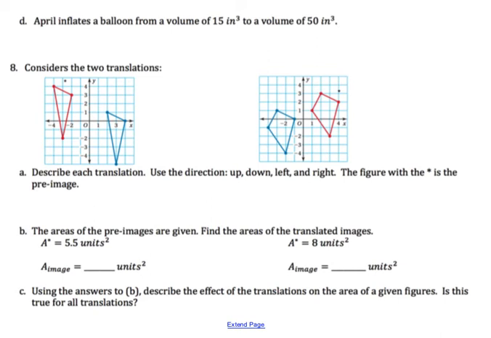Part B, it gives you the areas of the pre-images, and you need to find the areas of the translated images. This is meant to have you think about what it means for them to be congruent. If two shapes are congruent, what is true about their areas? Okay, part C. Using the answers to B, describe the effect of the translations on the area of the given figures. Is it true for all translations? So you should notice something there in part B, and it's asking if it's true for every translation.